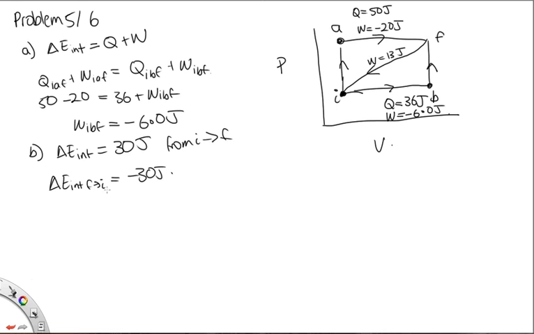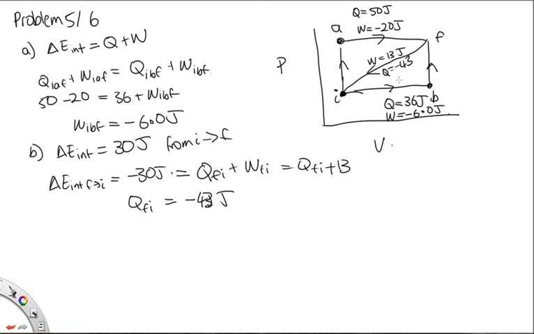Okay, now we can just use the first law of thermodynamics again. So this is equal to Q_FI plus W_FI. We're told the work is equal to 13. So the change in heat is equal to minus 43 joules. 43 joules of heat flows out. So Q is equal to minus 43. Let's write that along that path so that we have a record of it.